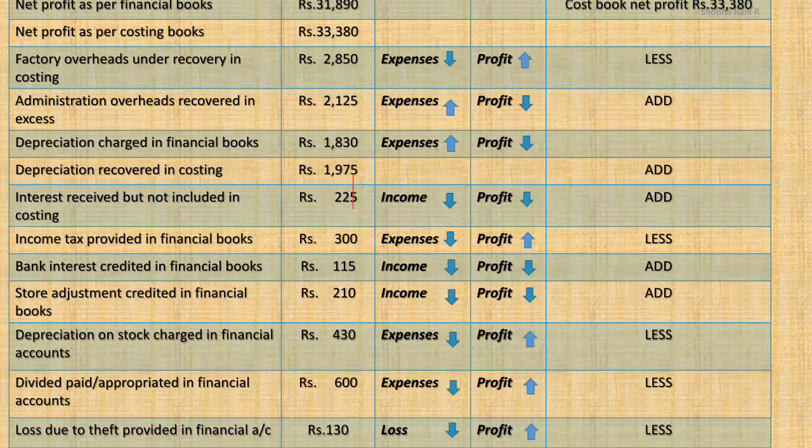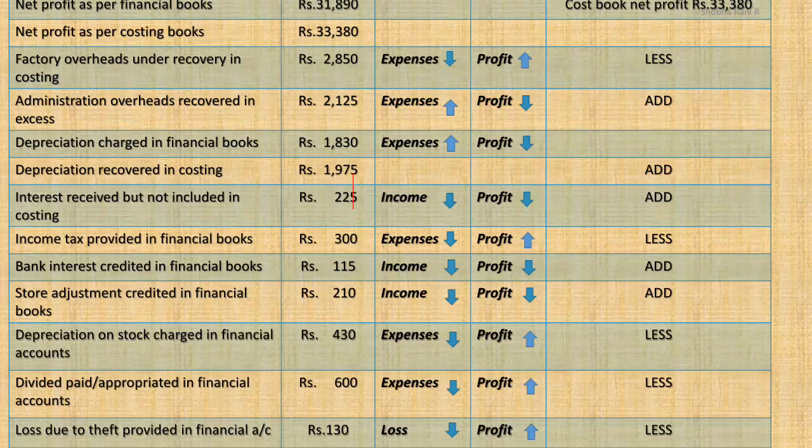The next item, the stores adjustment credited in financial books is an income and is not recorded in cost books. This will have the effect of reducing profit as per cost books. Thus, in order to reconcile, this amount of rupees 210 should be added to the costing profit. In other words, income decreases, the profit also decreases, so it has to be added to the costing book profit.